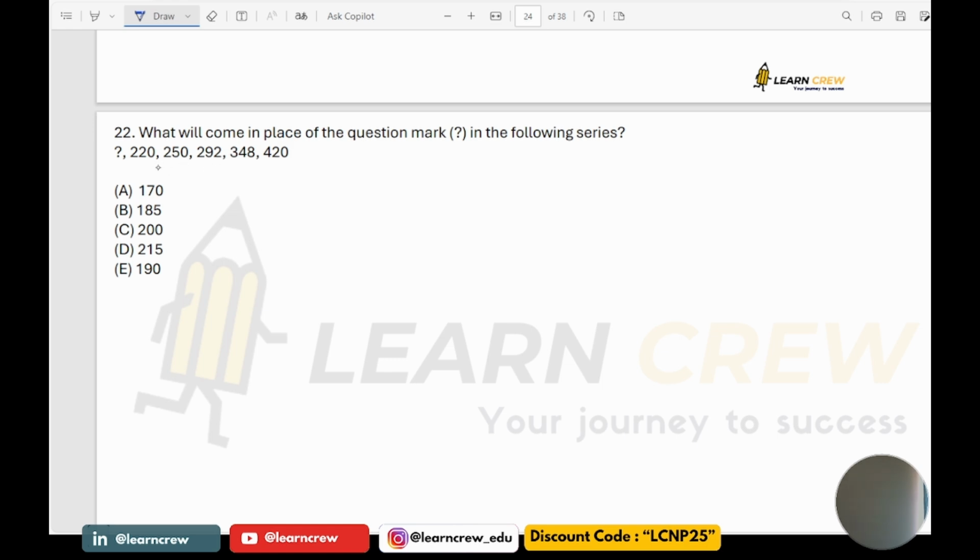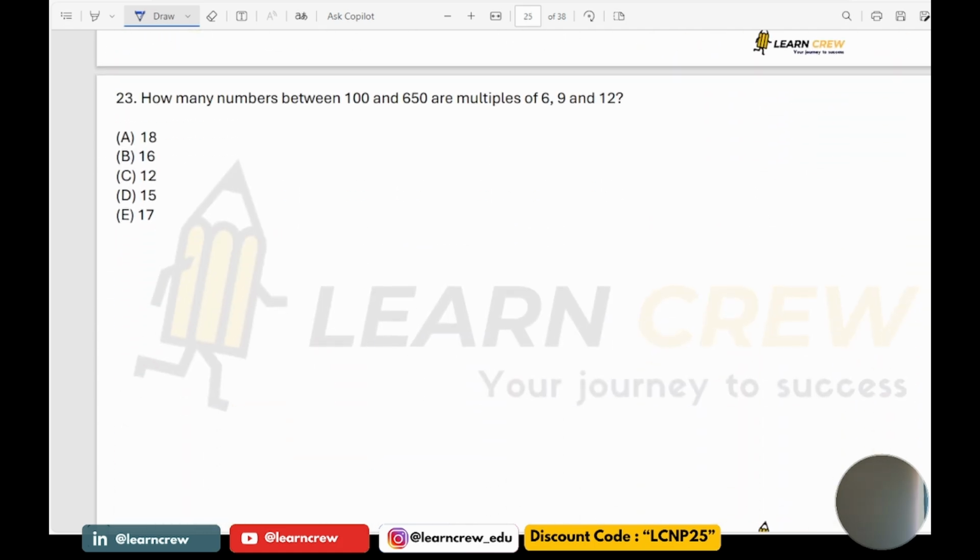So what is the missing term? 220, 250. Increased by 30. This is increased by 30. This is increased by 42. This is increased by 56. This is increased by 72. This is 5 square plus 5. This is 4 square plus 4. 4 square is 20. So it is 200. 200 is the answer. Next.